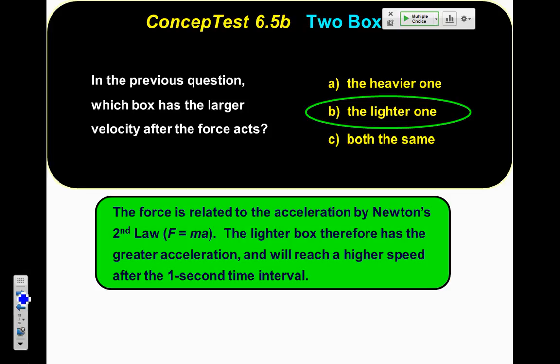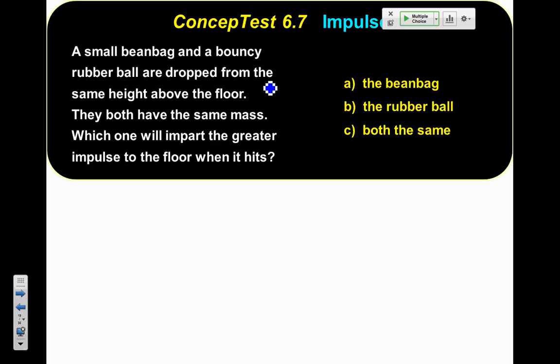Okay, so this is like the pebble and the boulder. If you exert a force on the big thing, it'll have small acceleration. On the small thing, it'll have big acceleration. Let's try this.